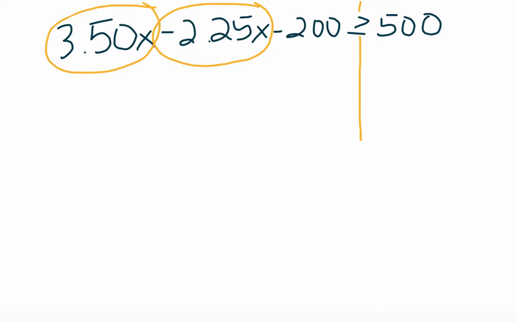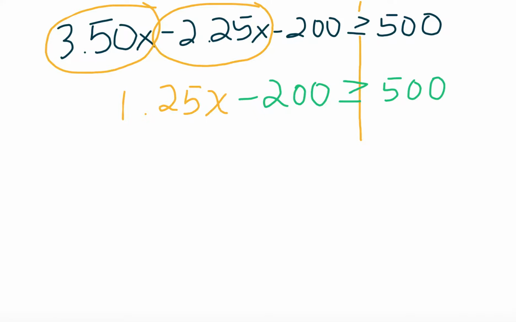We consider these like terms because they have the same variables and the same exponents. And we can combine those. If you need to use a calculator to check, you can, but we're going to subtract 350 minus 225, and that gives us 125, and we keep the variables the same. 200 has no other like terms, so we just bring it down, and we bring everything else down as well.